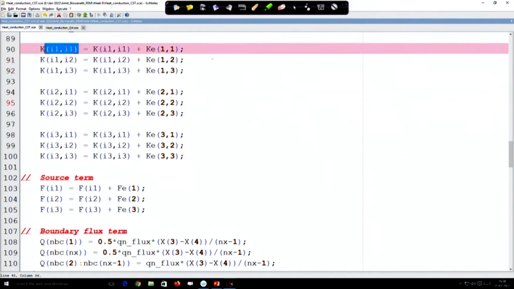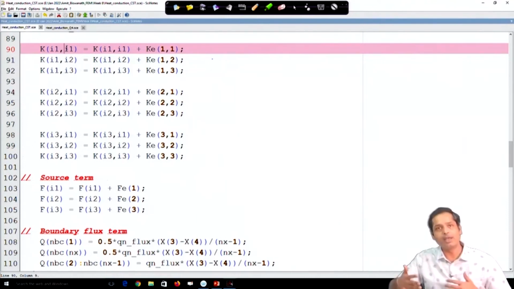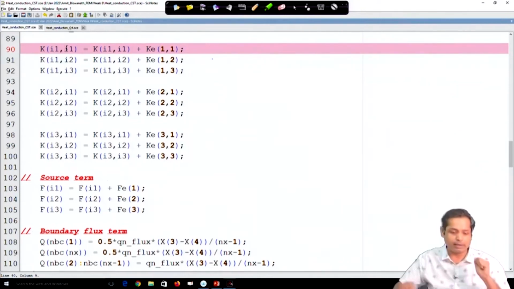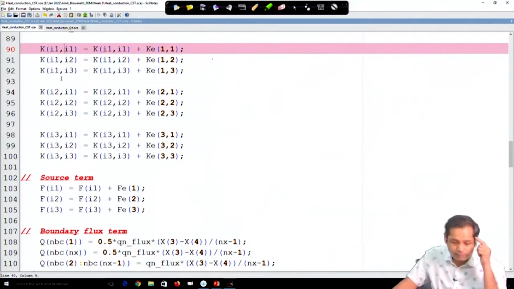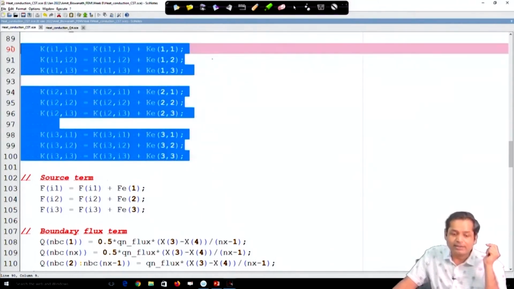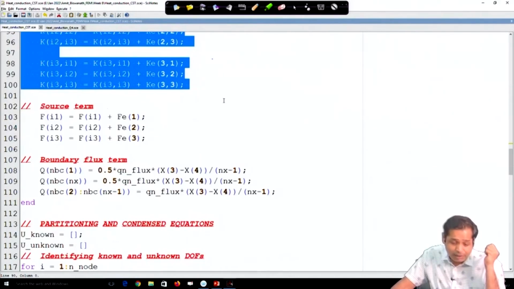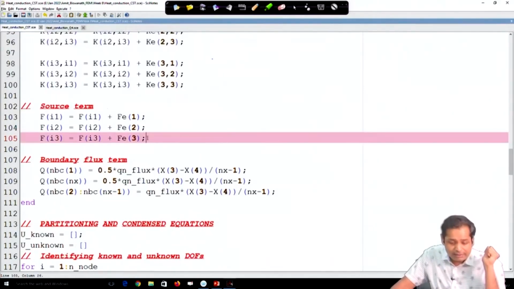Okay, so this is the assembling. We have already initialized the global matrix, and it will be populated as we loop over all the elements. Every element matrix will get populated in the global matrix like this. The idea is very similar to what we have already discussed in the case of beams and frames and other systems. The idea is the same. The source term is again the same. 1, 2, 3 are the element level node numbering, and I1, I2, I3 are the global level node numbering.